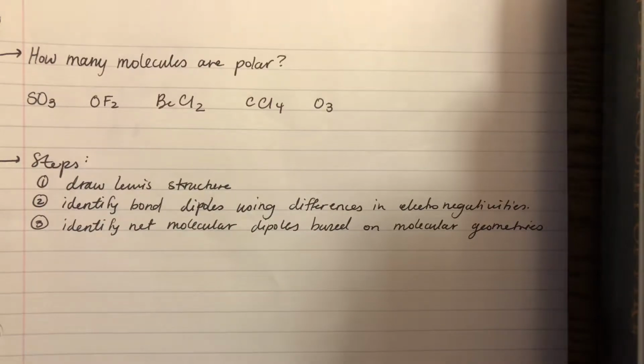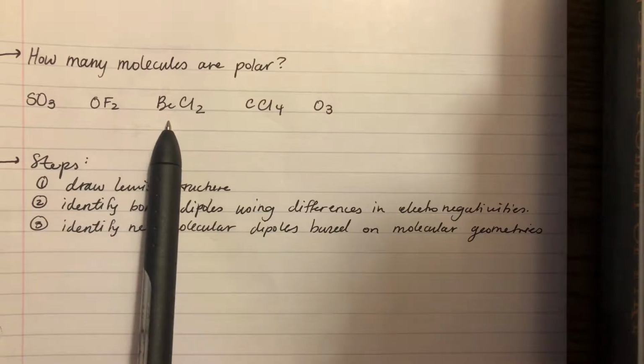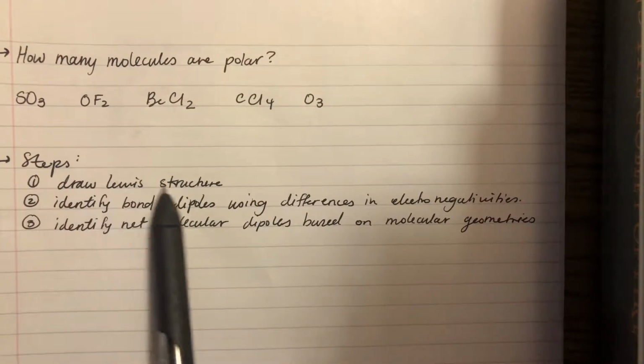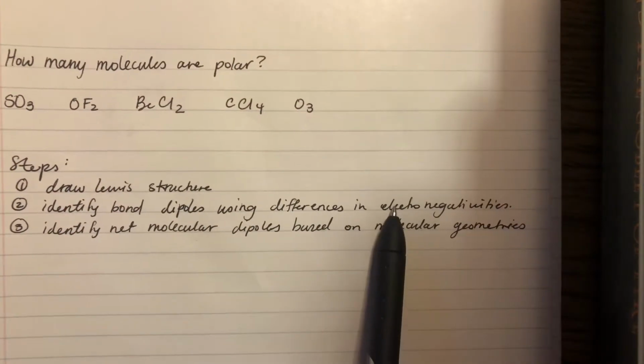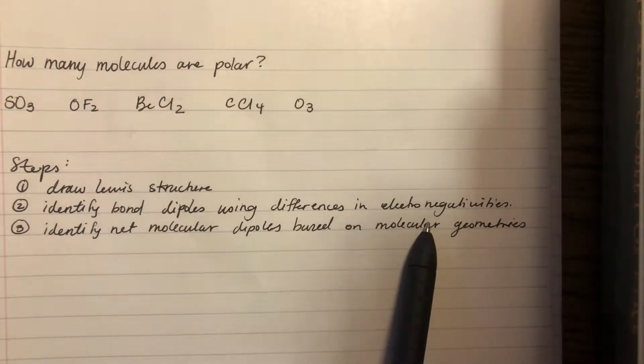So here we're discussing how many molecules are polar out of SO3, OF2, BeCl2, CCl4, and O3. Our steps will be to draw the Lewis structure, to identify bond dipoles using differences in electronegativities, and to identify net molecular dipoles based on molecular geometries.